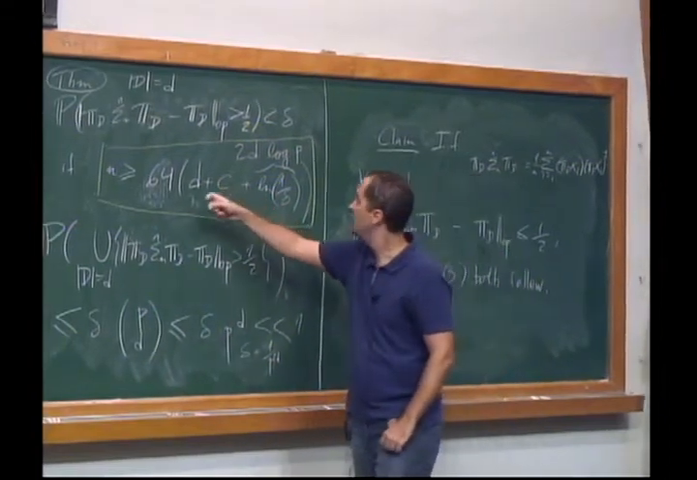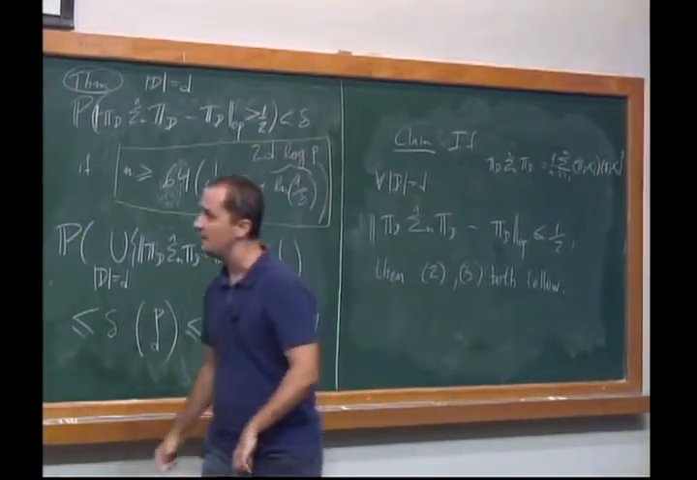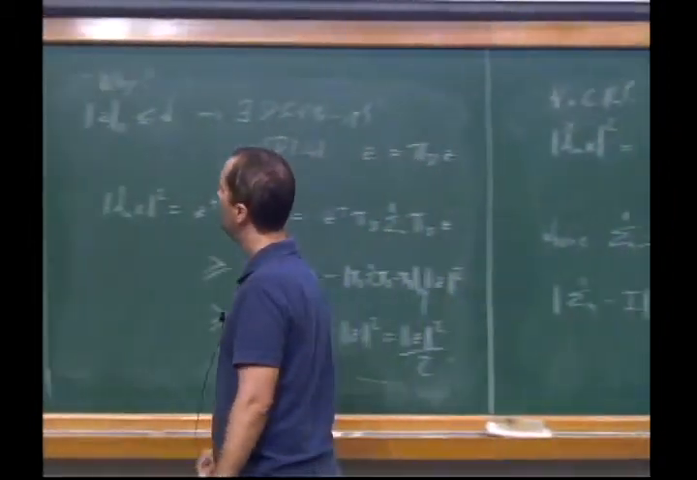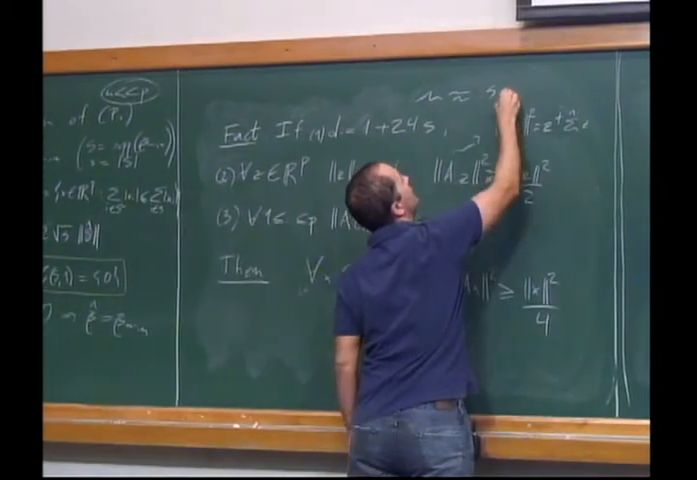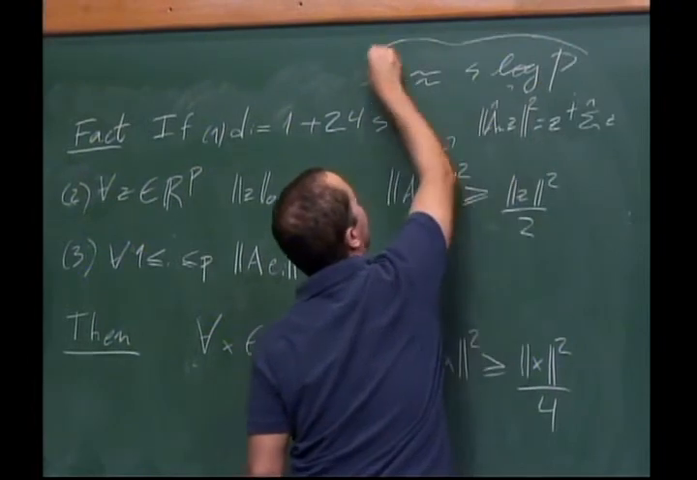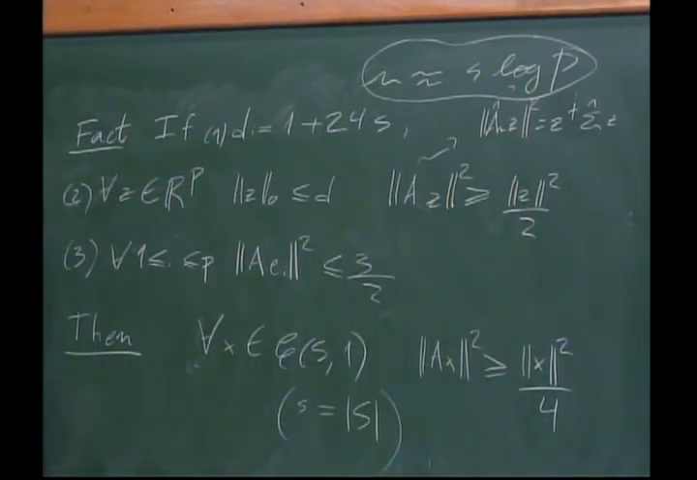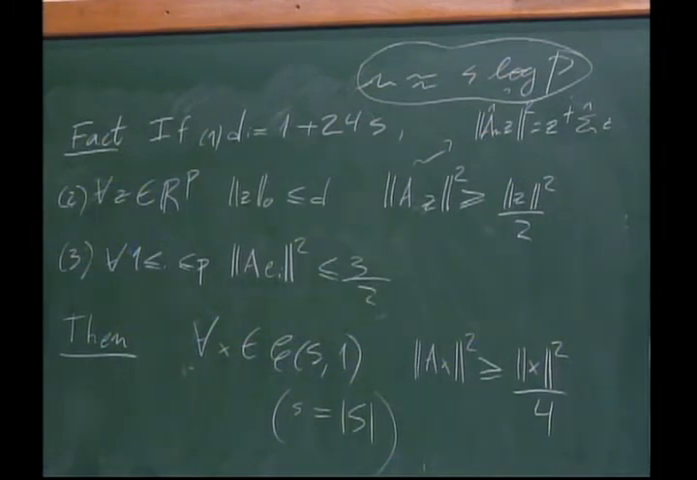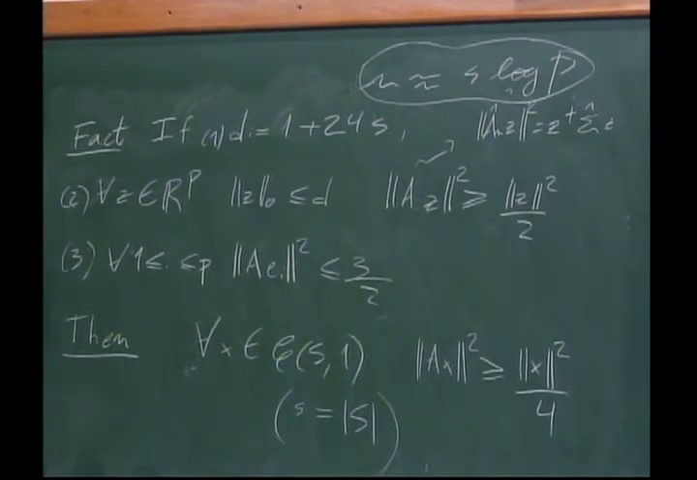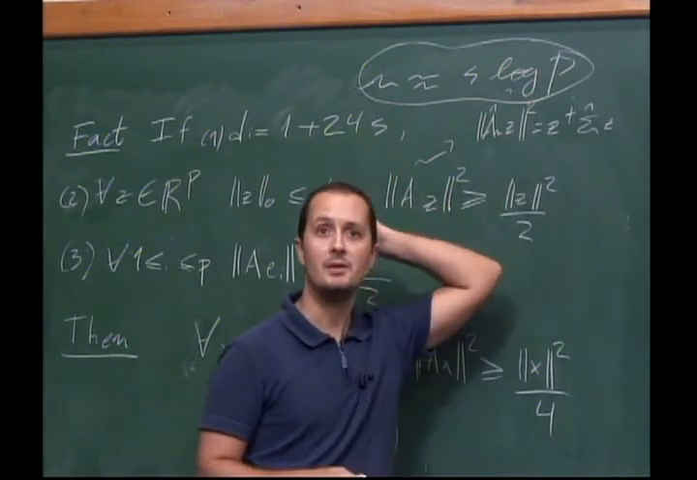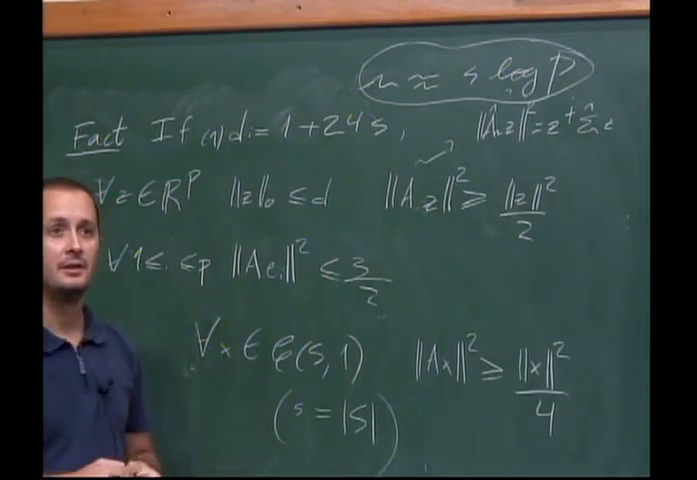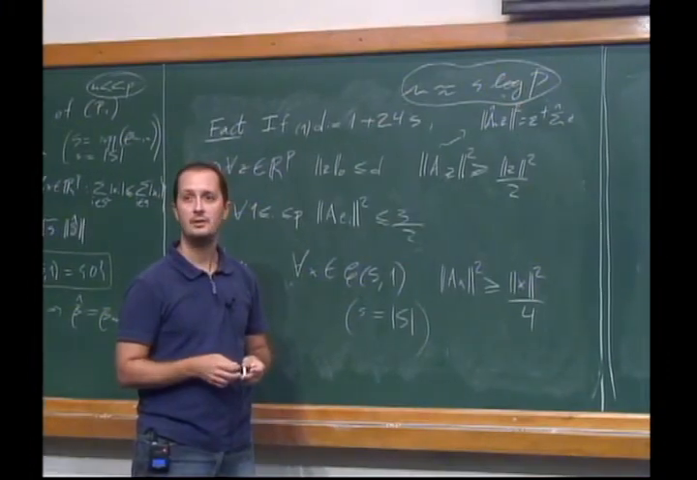So in the end, you need n of the order of d log p, and d is of the order s. So you need n of the order s log p. So as long as the number of equations is like the sparsity parameter times the log of the ambient dimension, you're good. And this is not much, right? So, in principle, you needed n larger than p. Now you need n larger than log p times something. So it's much, much better. Questions?